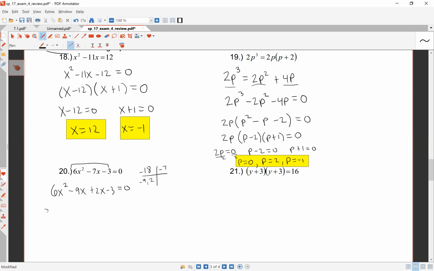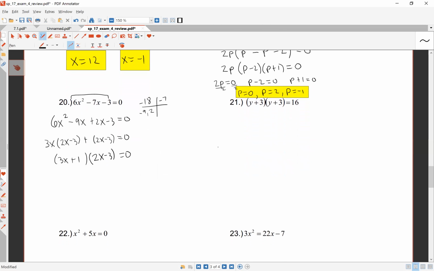Now we factor by grouping. And we see a common factor of 2x minus 3, so we pull it out to the right-hand side, and that leaves us with 3x plus 1. Now we set our factors equal to 0 and solve. 3x plus 1 equals 0, or 2x minus 3 equals 0.